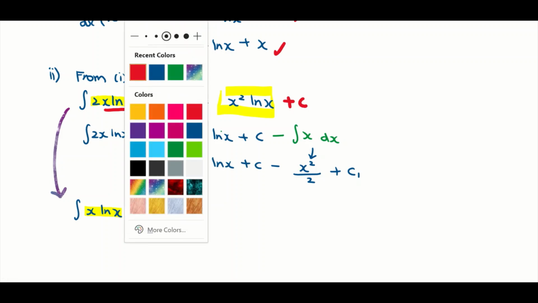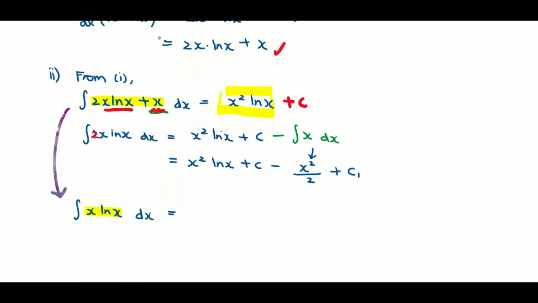Okay, then finally I will compare my 2x ln x and my 1x ln x. So what I have to do is put a half in front, and I need to put a half for my right hand side as well, and that will be my answer. So from here, if I integrate my x ln x, it will be half x squared ln x plus half constant minus 1 over 4 x squared plus half c1.